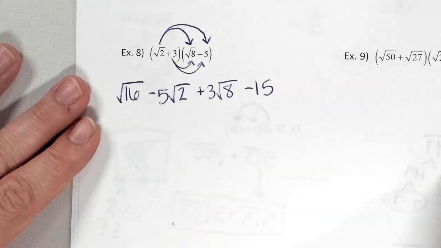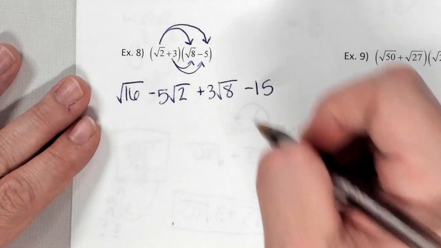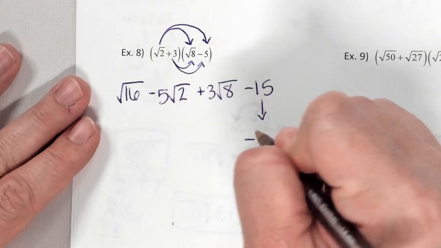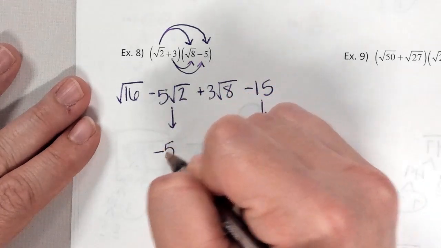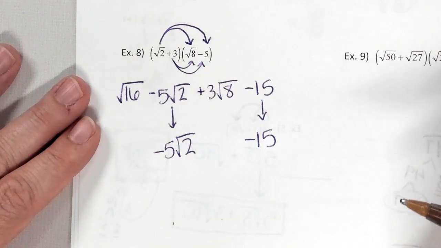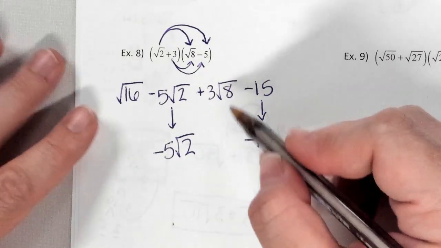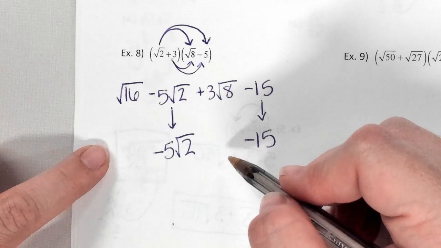Do any of them not simplify? Well, I know 15 can't change, right? That's just minus 15. 2 is prime, so I know this also doesn't simplify. So I'm going to go ahead and just bring those two down. So I still have 2 missing pieces, and we'll work those down too.